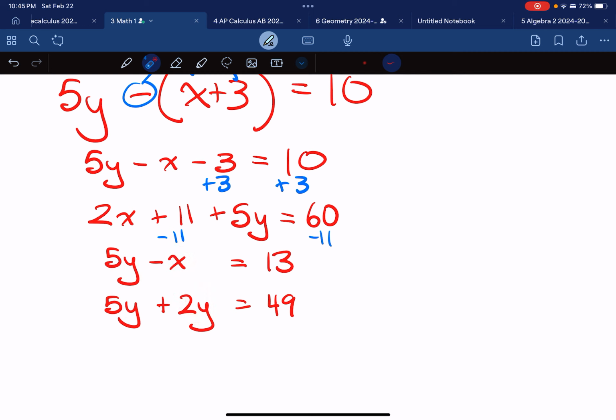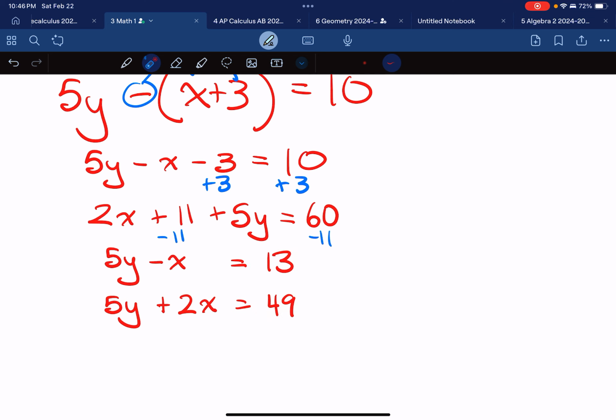Wait, what did I do here? 2x, 2y. Where did this 2y come from? I don't know. It's supposed to be 2x. Oh my goodness, Mr. Sindel, what are you doing? 2x. There we go. Okay, so this looks better. My y's are lined up, my x's are lined up, and my numbers are lined up. I'm ready to go for substitution or for elimination.